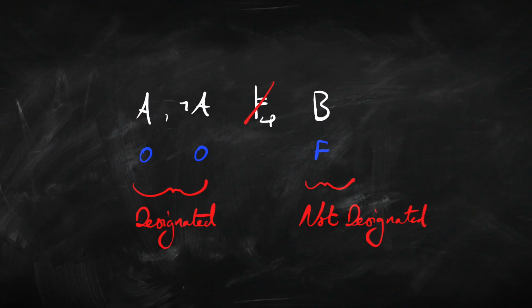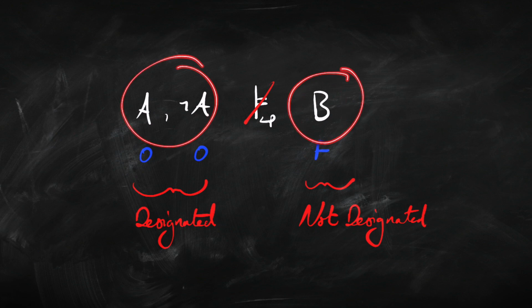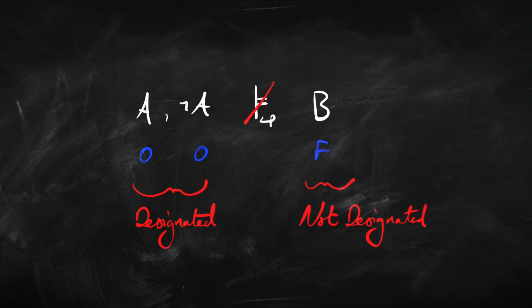Why does that mean that the explosion principle isn't valid? Well, it's pretty simple. Just take a valuation on which A takes this other value, O. Then not A will also be O. So both of the premises take a designated value. But that doesn't mean that B has to take a designated value. It doesn't mean that B has to be true or other. Just take a valuation on which B is F. So any valuation that makes A O, but B F, is going to be a counterexample to the explosion inference from a contradiction to an arbitrary conclusion.